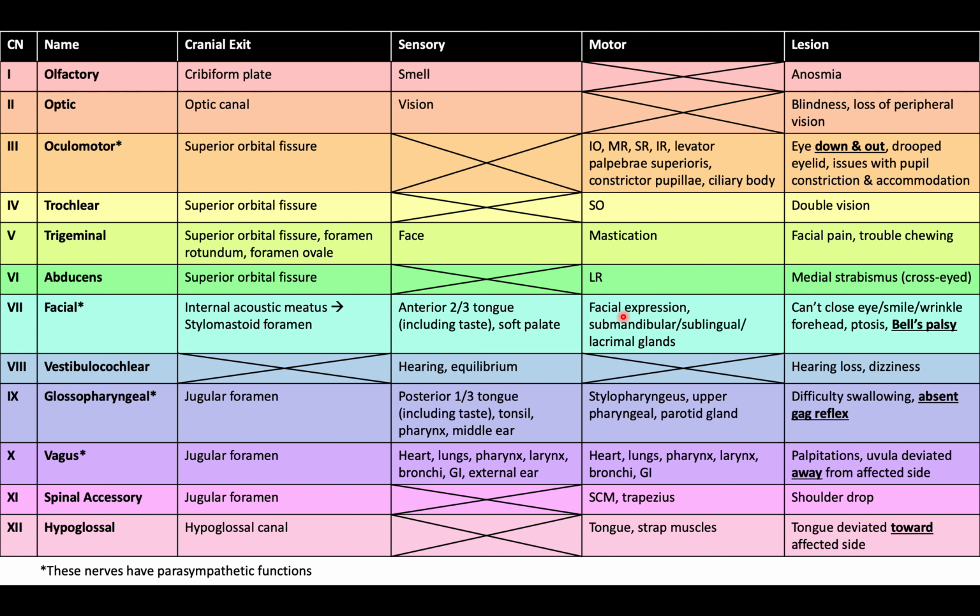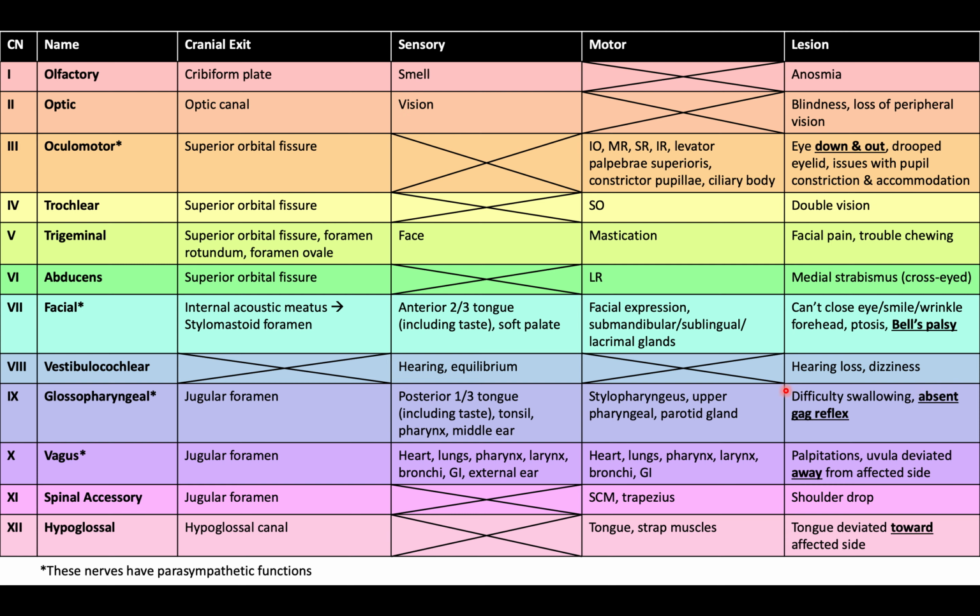The facial nerve does facial expression as well as provides motor function to the submandibular, sublingual, and lacrimal glands, and then also provides sensation to the anterior 2/3 of the tongue and soft palate. So I can't close my eyes, smile, wrinkle my forehead, and I have ptosis, and we'll talk more about what ptosis means. But that is going to result in something that looks a lot like Bell's palsy. Vestibulocochlear, I'm going to have hearing loss and dizziness.